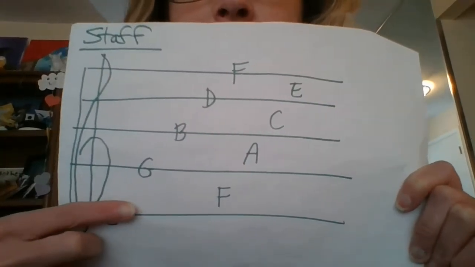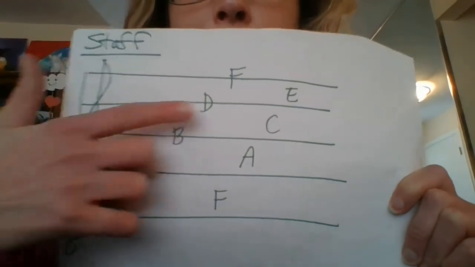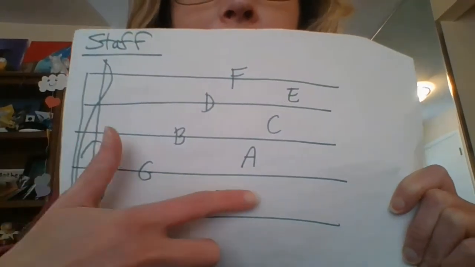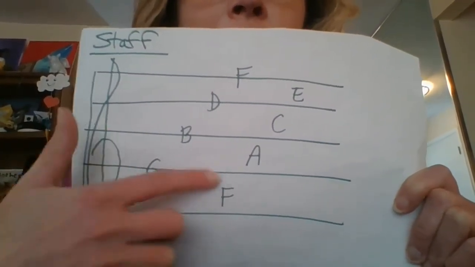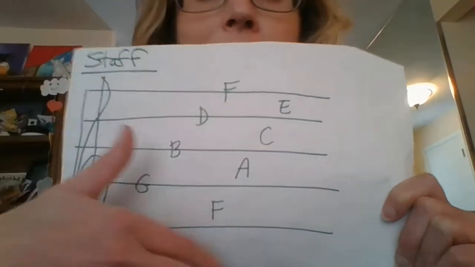The line notes, you can tell they're line notes because the line goes through the middle of them. See how the line goes through the middle of all these five ones? See how there's no line here for the space notes? It's in the space in between the lines. So that's why we call them the line and the space notes.